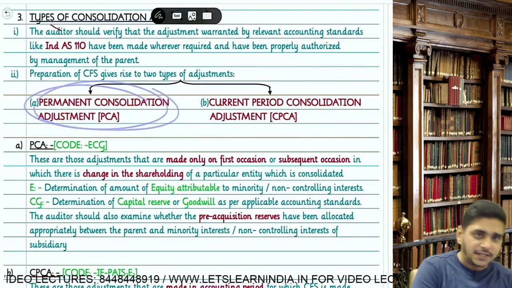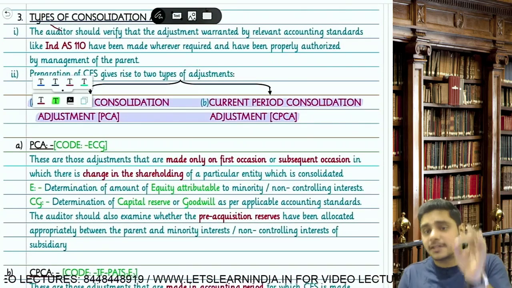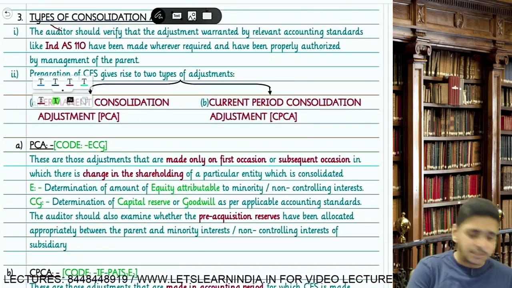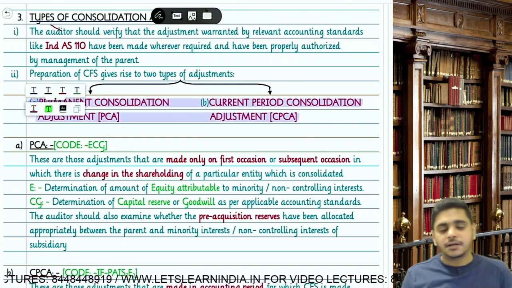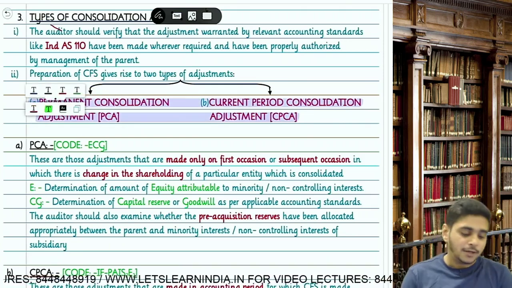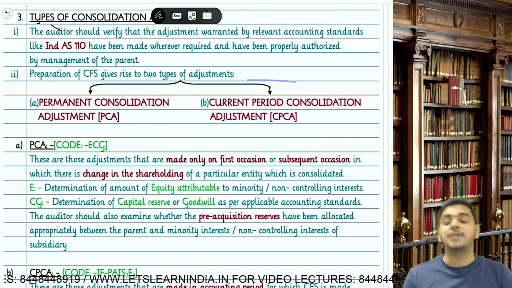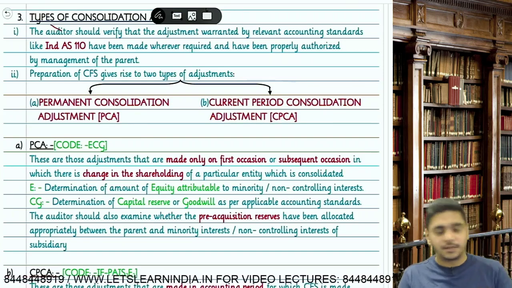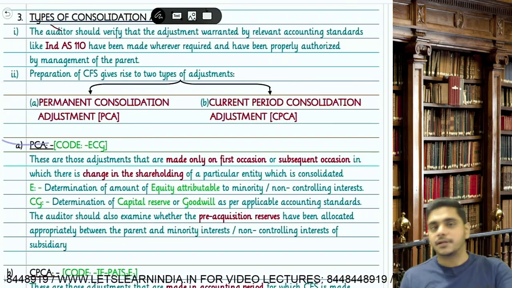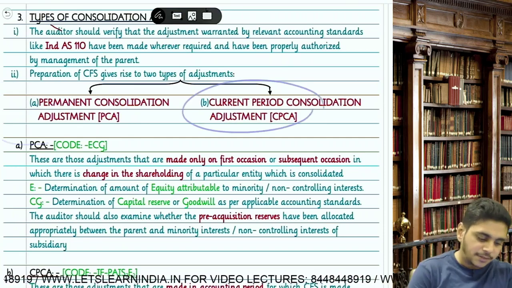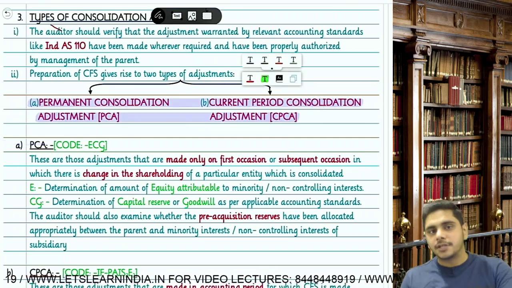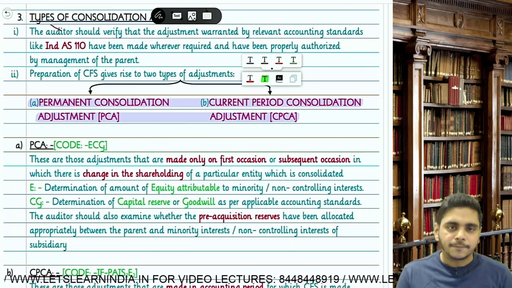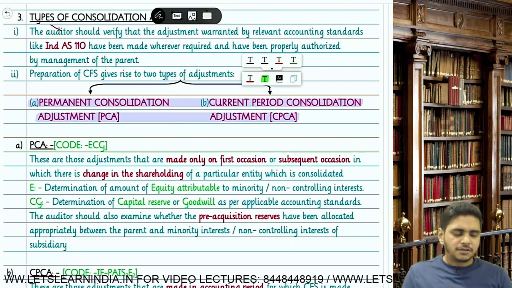One is PCA. PCA means Permanent Consolidation Adjustment. Number two, CPCA. CPCA means Current Period Consolidation Adjustment. One is PCA, Permanent Consolidation Adjustment. Second one is CPCA, Current Period Consolidation Adjustment. PCA and CPCA. Sir, what is PCA?